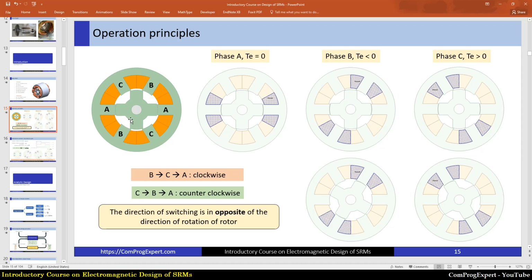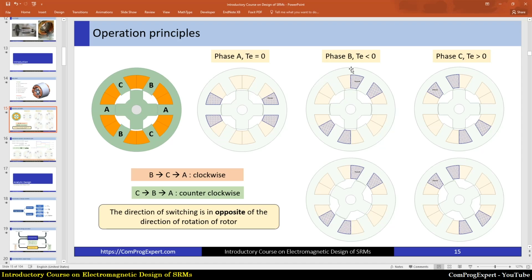So here in this example, if we excite the phase A, the value of reluctance torque will be equal to 0. So we cannot generate electric torque.